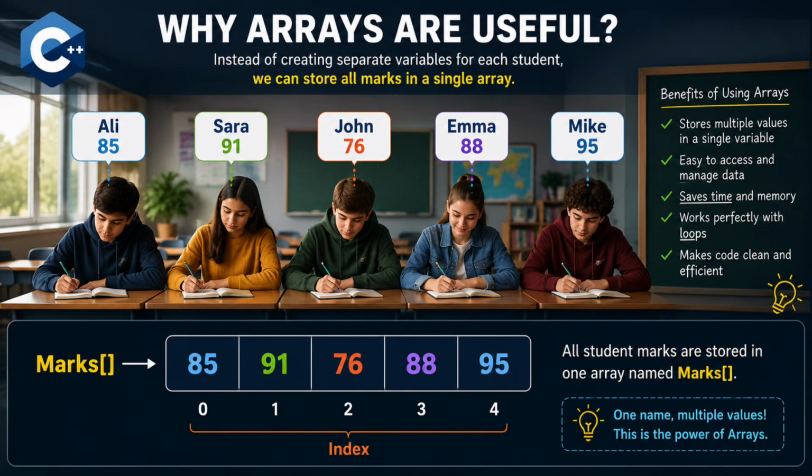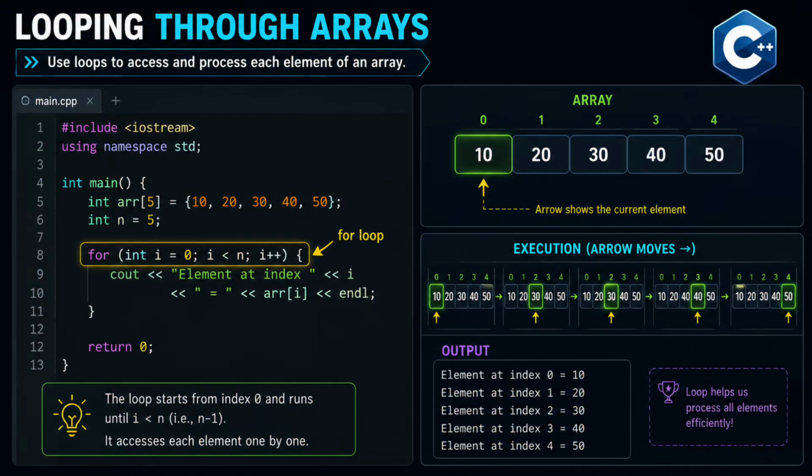An array is a collection of elements of the same data type stored in consecutive memory locations. Instead of creating many variables, you can store multiple values inside a single array. Every element in an array has an index, and indexing always starts from 0 in C++. That means the first element is at index 0, the second element is at index 1, and so on.